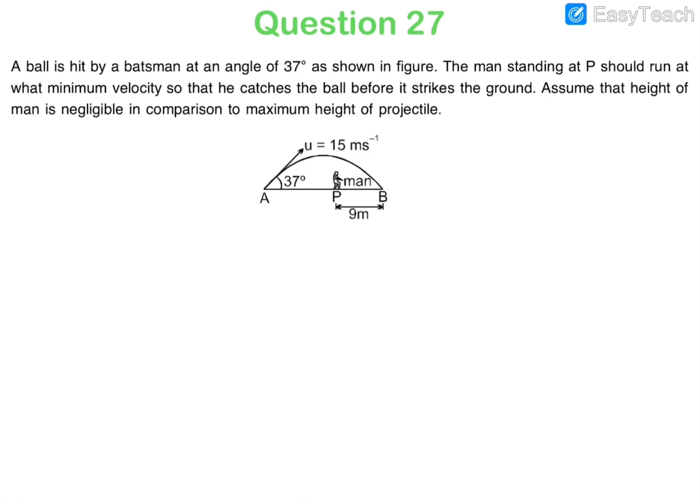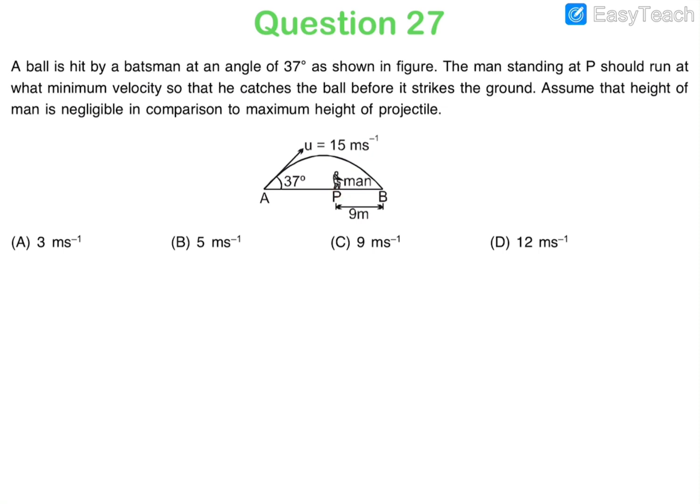In this question, you can see that there is a ball which is hit by the batsman at an angle of 37 degree with the velocity of 15 meters per second, and a man is standing at this point and he is running with some constant velocity so that he catches the ball before it strikes the ground. Assume that the height of the man is negligible as compared to the maximum height of the projectile. So we have to find out the velocity of the man.